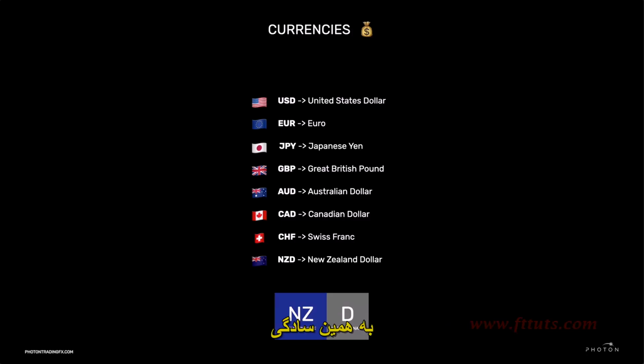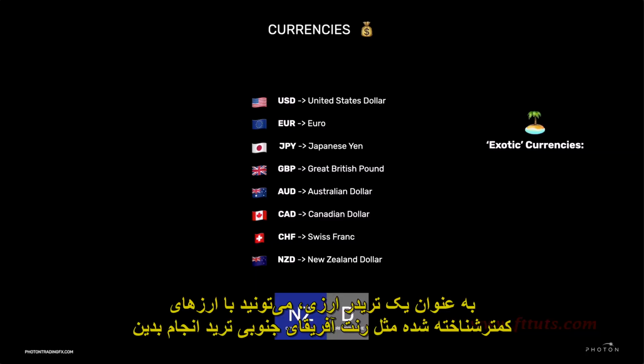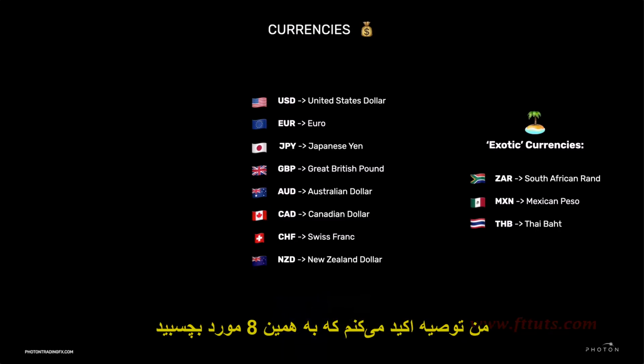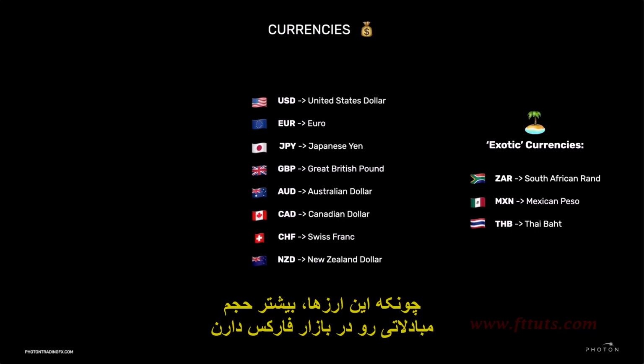Pretty simple, right? So as a currency trader, you may be presented with the opportunity to trade more obscure exotic currencies such as the South African rand, the Mexican peso, or the Thai baht. Now, I would strongly advise that you stick to the major 8 listed here, as these currencies have the highest trading volume in the FX market.